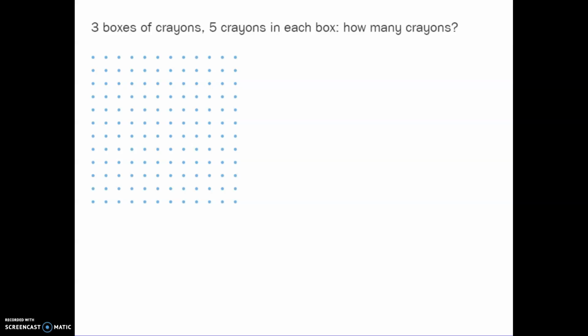Now, we can use arrays to help us solve problems. 3 boxes of crayons, 5 crayons in each box. How many crayons? Now, I'm not going to, when in doubt, draw this out. I'm going to use arrays. So 3 boxes of crayons. So each row is a box. 1, 2, 3. 5 crayons in a box. There's 1, 2, 3, 4, 5. 1, 2, 3, 4, 5. 1, 2, 3, 4, 5. So 3 times 5, count them, 5, 10, 15. 3 times 5 is 15. So I can use arrays to also help me solve a problem, as an example of when in doubt, draw it out.